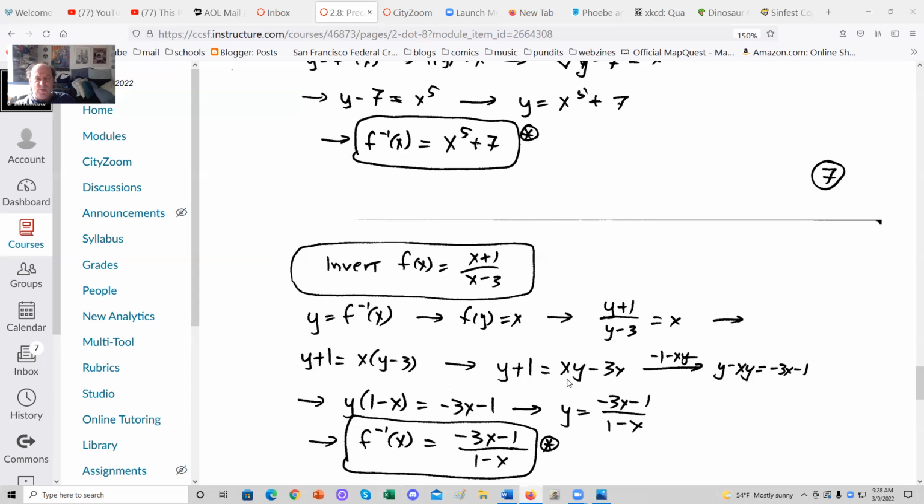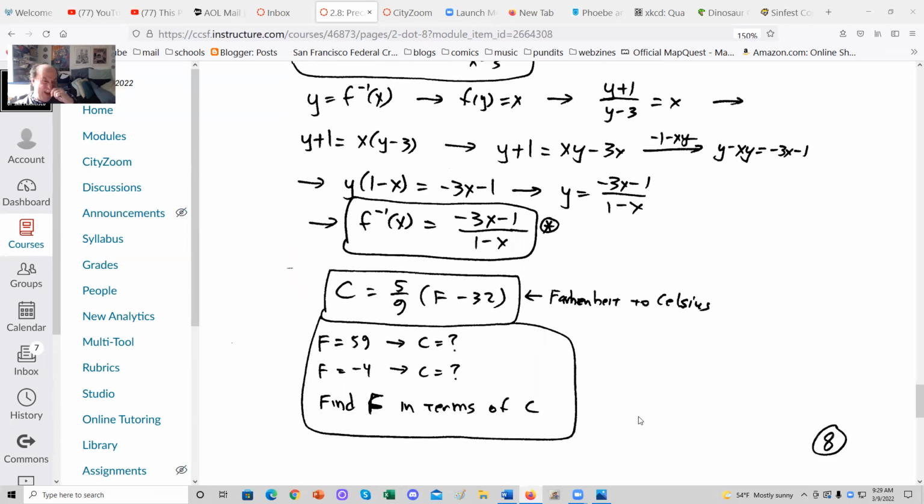We move the xy term to the left and the 1 to the right by appropriate subtractions. We get y minus xy equals negative 3x minus 1. These two appearances of y can be combined by factoring it out. So y times (1 minus x) equals negative 3x minus 1. The division gets you y equals (negative 3x minus 1) over (1 minus x), and that is the inverse function. f inverse of x equals (negative 3x minus 1) over (1 minus x).